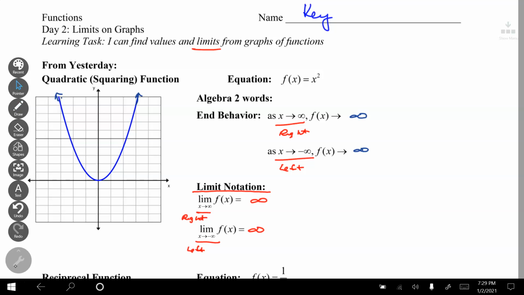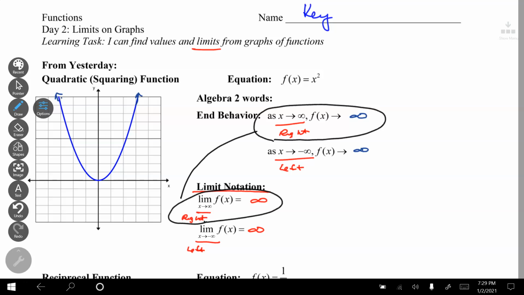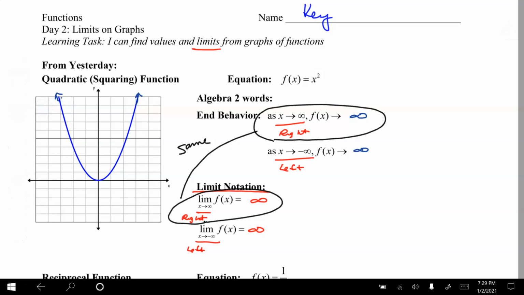So if we look at this carefully, this and this say exactly the same thing. This was the words that we used yesterday, kind of an algebra approach to it. And now this limit notation is really more of a calculus approach to it. And that's where we're trying to get to. We're trying to get to calculus. Okay, so we're going to use this shorthand notation called limit notation.